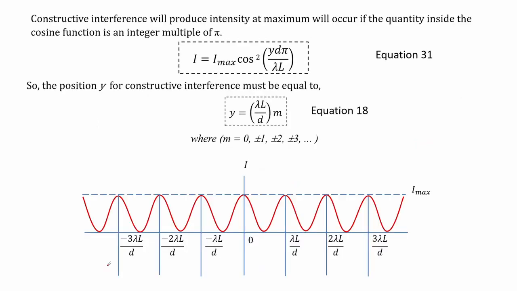Constructive interference will produce maximum intensity if the quantity inside the cosine function is an integer multiple of pi, as indicated by equation 31. So, the position Ym for constructive interference must be equal to equation 18, where m is given as positive or negative integer values. If we graph this, we obtain the image below, where at y equal to 0 it is at maximum intensity.